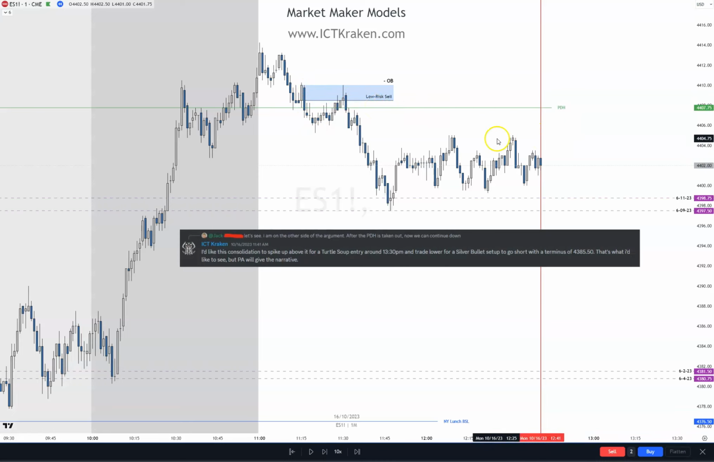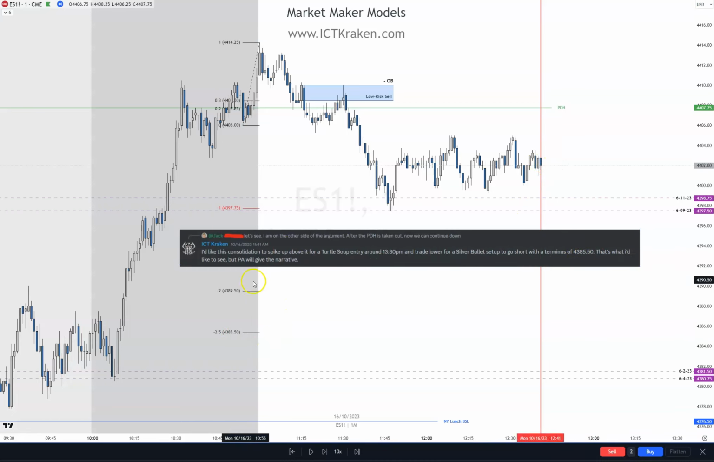Okay, and at that point I'm thinking, okay, it's a market maker model on the 1 minute time frame. So I pull the fib from the high to the manipulation leg to the low, and I look down and I got two and a half standard deviations right here, 43.8550. Okay, that's where I was targeting.